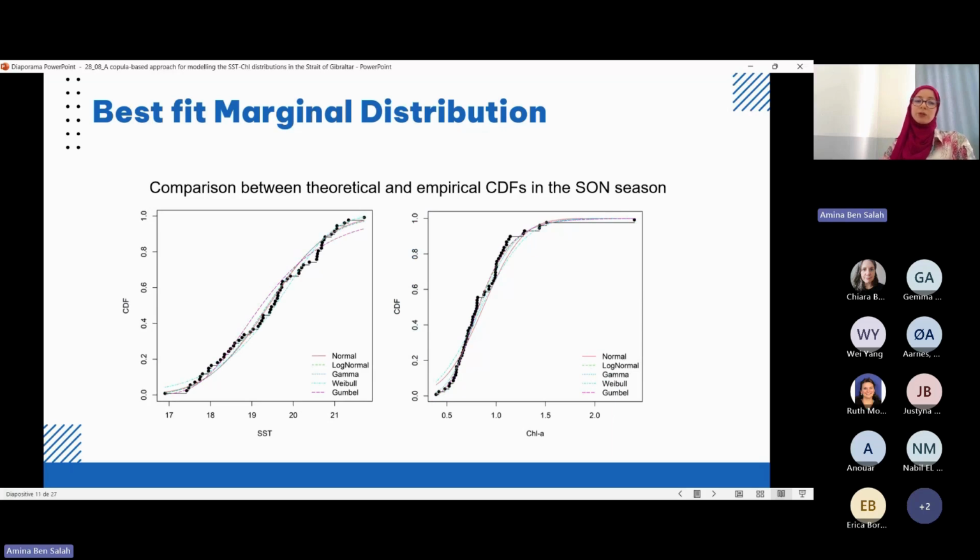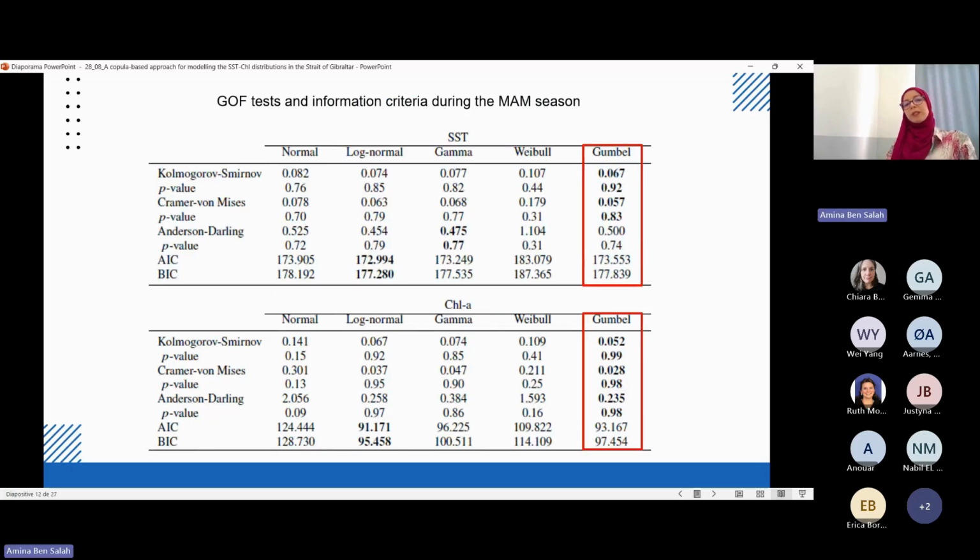And here we have the result for the SON season. Comparing the theoretical and empirical cumulative distribution functions continues to show similar challenges. To refine our selection, we use goodness of fit tests, such as Kolmogorov-Smirnov, Cramér-von Mises, and Anderson-Darling. The statistics, as well as the AIC and BIC information criteria, guide us in determining the most appropriate marginal distribution.